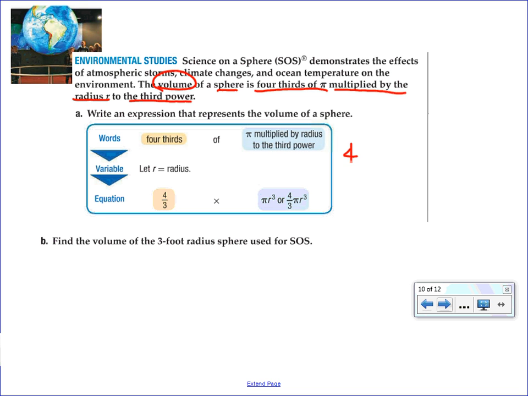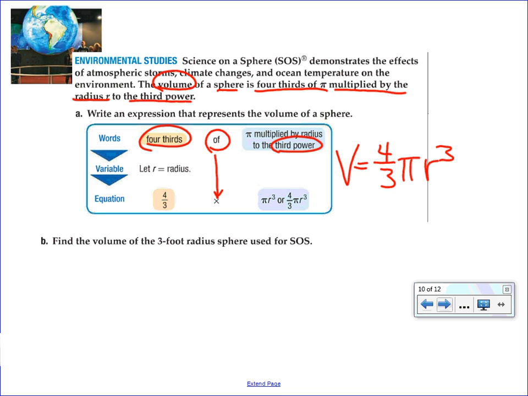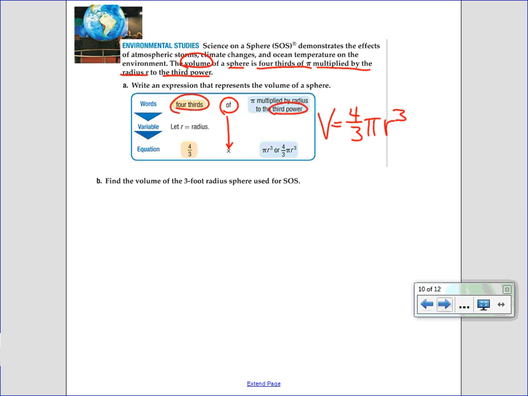So the volume is going to equal 4/3 of, which means times, pi, 4/3 pi, multiplied by the radius r to the third power. All right, and here we have a problem that we're going to try and solve. We know that we have a 3-foot radius in the sphere. So let's see if we can't solve it.